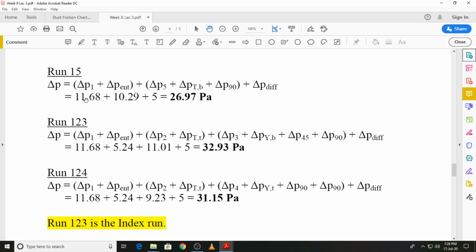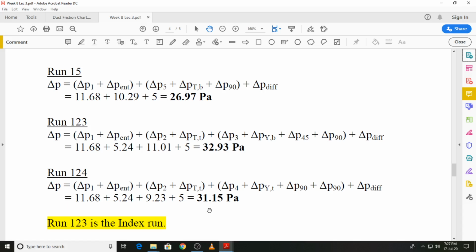So that is for segment 1. We have the total pressure drop of 11.68 pascals. For segment 5 we have 10.29. So run 1, 5 gives you a pressure drop of 26.97 pascals. Similarly, run 1, 2, 3, you will have the same pressure drop for segment 1. Then you have the pressure drop for segment 2, and then the pressure drop for segment 3, and of course we will also have the pressure drops across the diffusers in each of these 3 runs, giving us a total of 32.93 pascals of pressure drop in run 1, 2, 3. Run 1, 4 gives you a total pressure drop of 31.15 pascals.